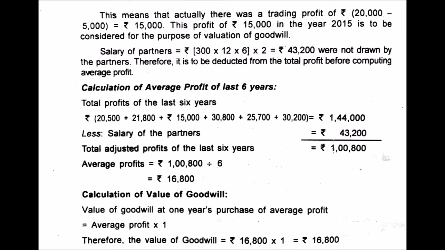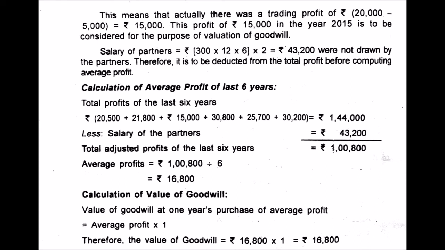Now remember that salary needs to be adjusted. None of the partners has taken a salary. The salary for all these 6 years, if you calculate, comes up to be 43,200. That is 300 rupees per month, 300 into 12, for 6 years, into 6, for 2 partners, into 2. If you deduct the salary, you get the adjusted profit, that is 1,08,000. Now the average profit is, for 6 years, 1,08,000 divided by 6.